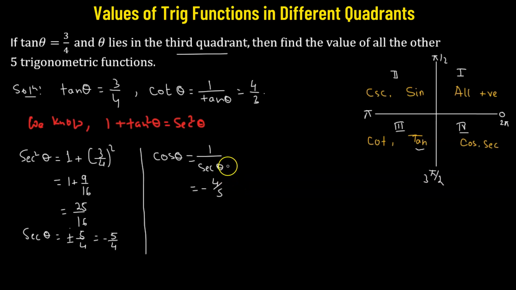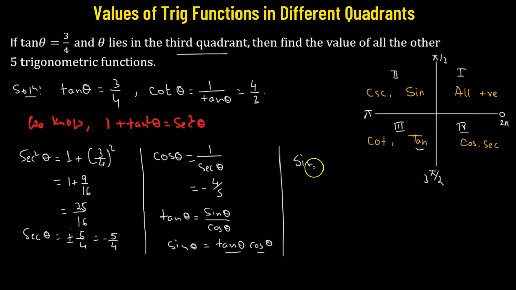Now we have to find out the value of the sine function, sine theta. We know that tangent of theta is the ratio of sine theta over cosine theta. When we cross multiply, this gives us sine theta equals tangent theta times cosine theta. We already have the value of tangent theta, that's given to us, and cosine theta, so we can find out the value of sine theta. So sine theta equals tangent theta, that's 3/4, multiplied by cosine theta, which is negative 4/5. Here 4 and 4 cancel out, so we get negative 3/5. This is the value of the sine function.